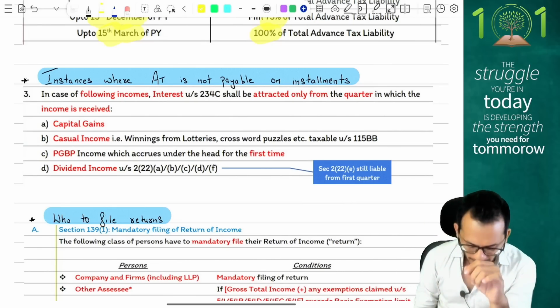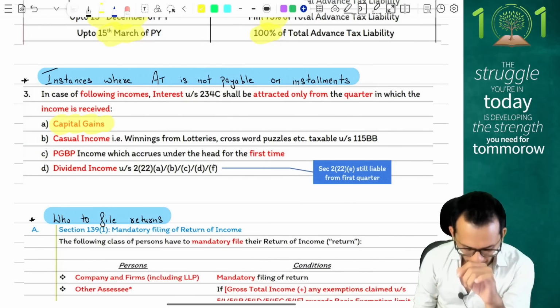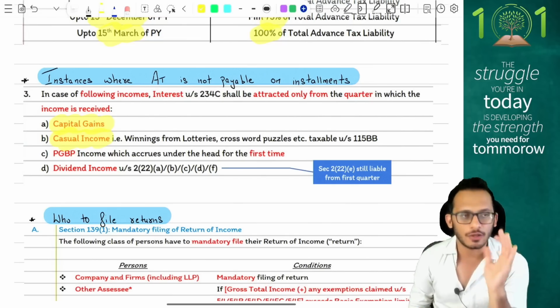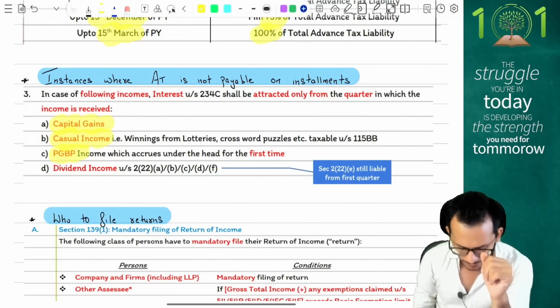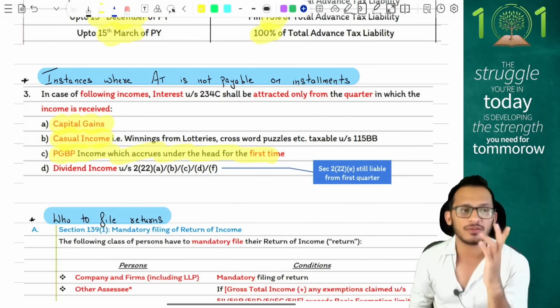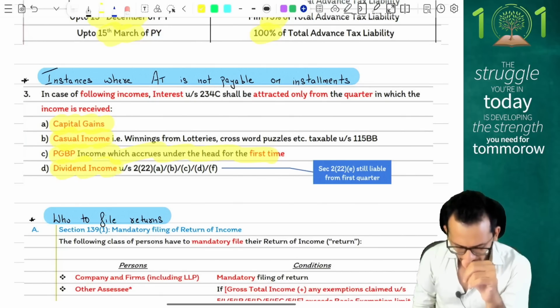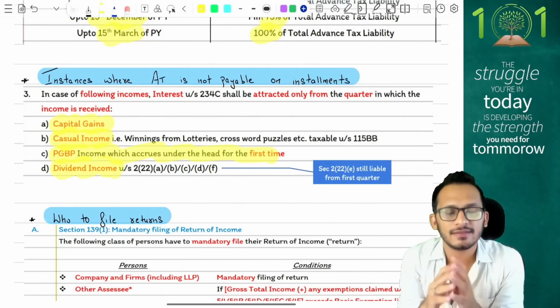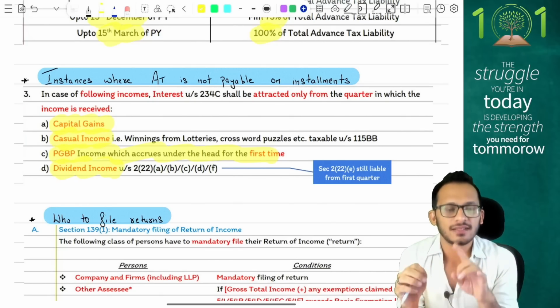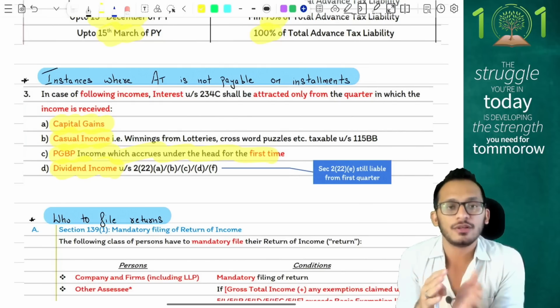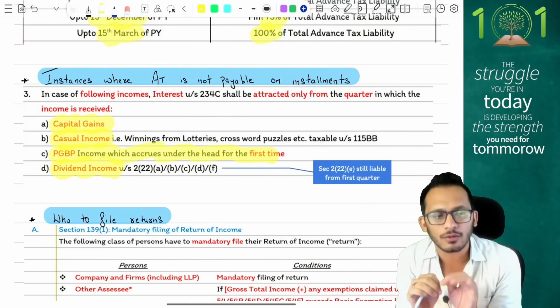Case number 1, if your capital gains accrue. Case number 2, if your casual income accrues, any winnings or lottery. Case number 3, if you're going to have any PGBP which is happening for the first time. And case number 4, if you're going to have any dividend income. In all these cases, income tax says you will not pay advance tax from the first quarter. You will pay advance tax only from the quarter in which these incomes are accrued.